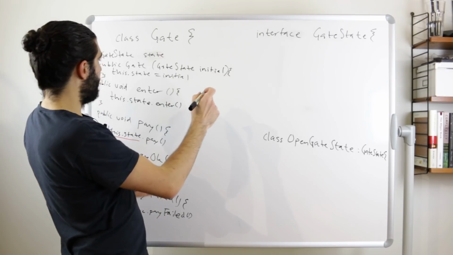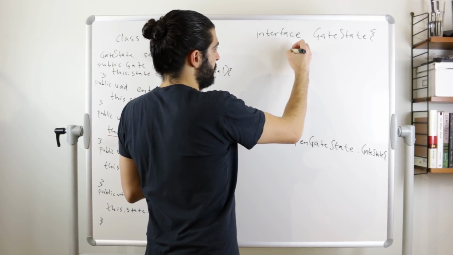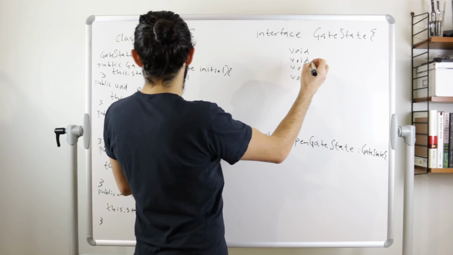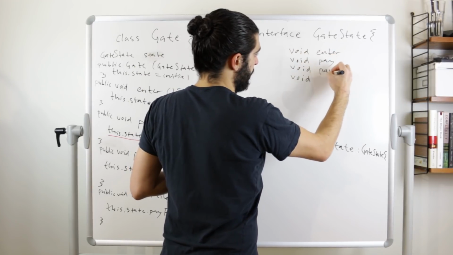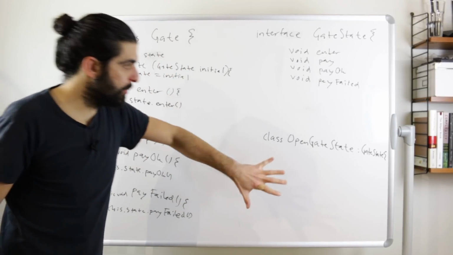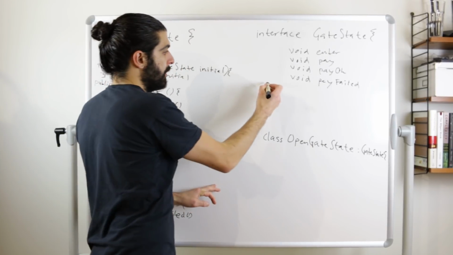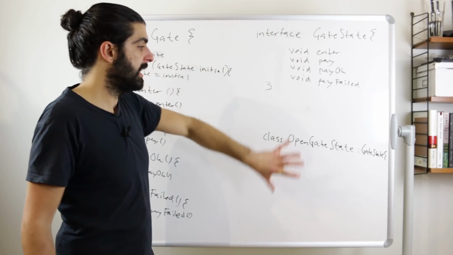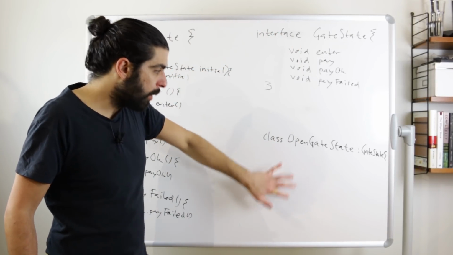So let's specify that we have these methods. So the interface specifies that there needs to be 4 void methods, and these are called enter, pay, pay OK, and pay failed. And then we need to supply implementations. Sorry, let me close this interface. And then if that's the interface, then we need to specify these methods in all of the concrete classes.